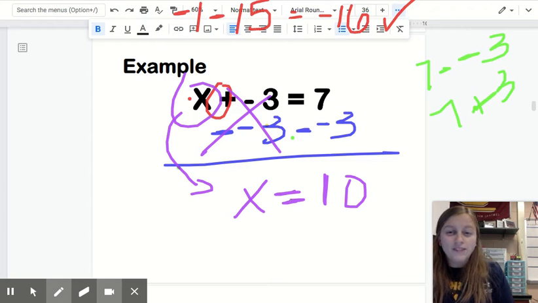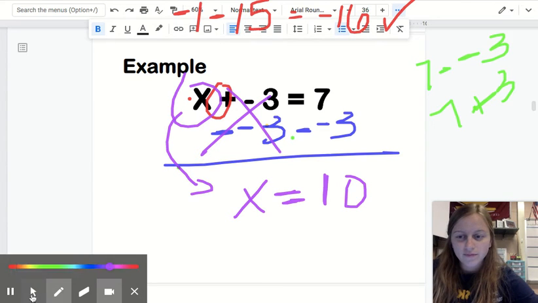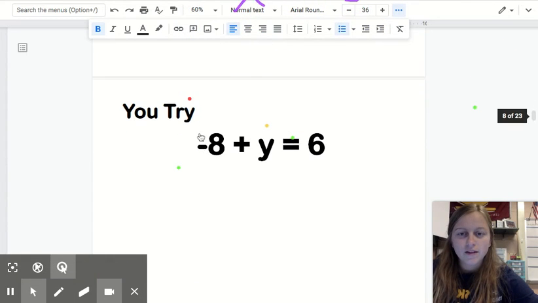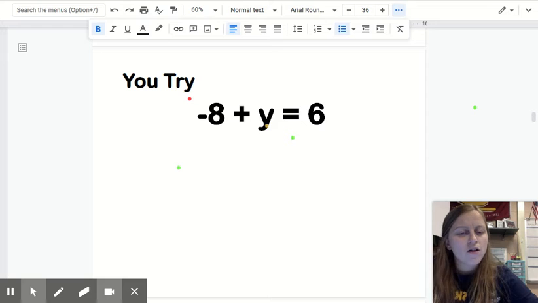Right away, you might have seen that subtracting a negative is the same as adding, and you might have jumped right to the adding of the 3. That's okay to do. Go ahead and you try this one. Pause the video while you work.